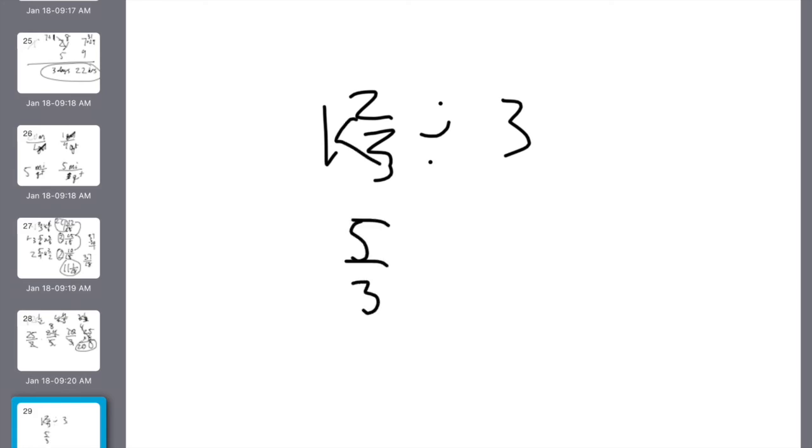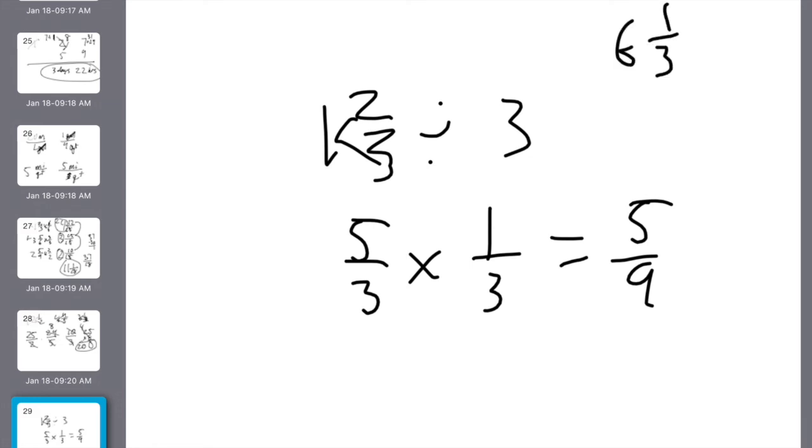26. I have 1 2/3 divided by 3. 3, 4, 5/3. Stay, change, flip to 1/3. Multiply the tops, 5, multiply the bottoms, 9. Now I'm going to take that, I'm going to do 6 1/3 minus this 5/9.